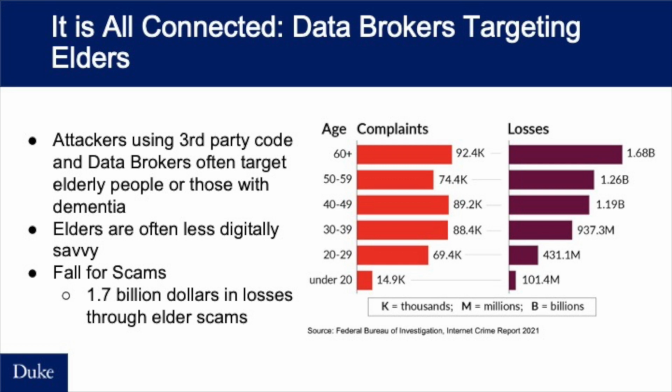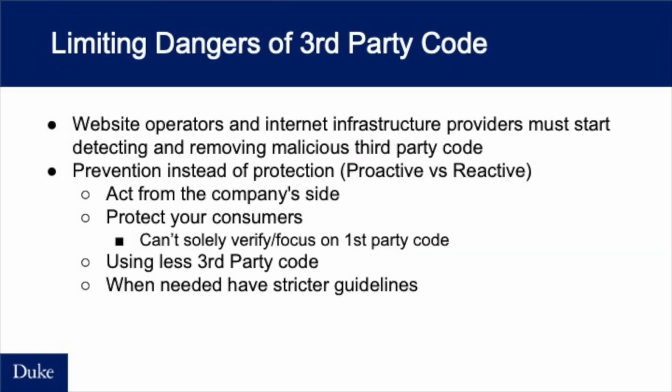And there's been a reported $1.7 billion in losses through elder scams. And as you can see, as you get older, there are more losses. And it's a sad reality, but it is happening. So there's been a lot of discussion about what third-party code is and its dangers, who it attacks, data brokers, elders, but how can companies and individuals protect themselves from the dangers of third-party code?